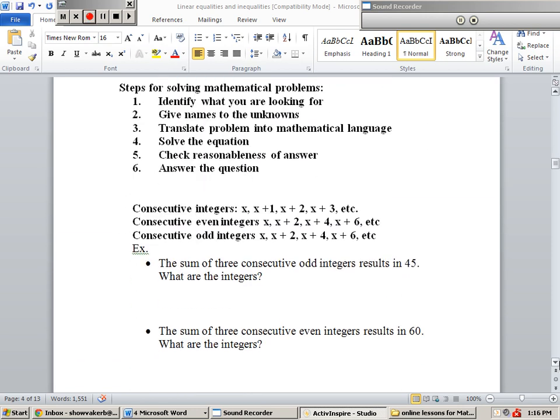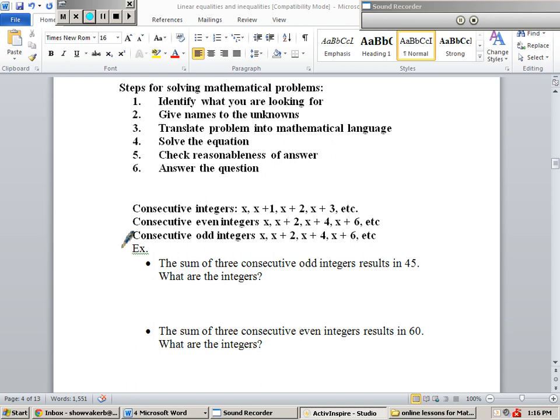Steps for solving mathematical problems: identify what you're looking for, give names to your unknowns, translate the problem into mathematical language, solve the equation, check for reasonableness of the answer, and answer the question. Now, I gave you other steps in one of the previous lessons, so there are many different ways to solve a problem. Okay, these are on your formula sheet.